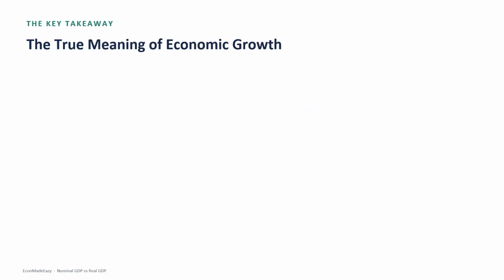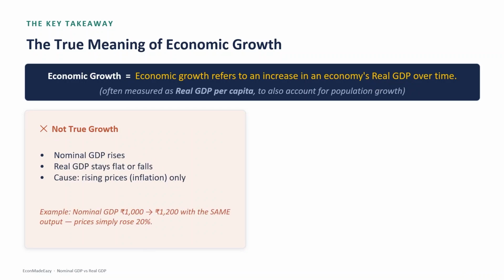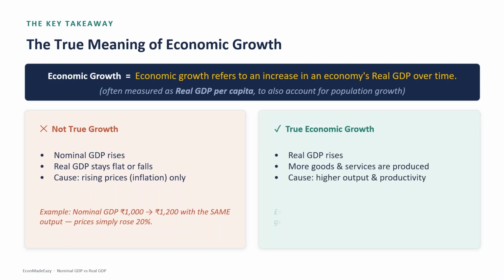The key takeaway is that economic growth refers to an increase in the economy's real GDP over time. When economists discuss long-run growth, they usually mean sustained increases in real GDP. A rise in nominal GDP is not true economic growth because the increase is caused only by higher prices. True economic growth occurs when real GDP increases, reflecting a genuine increase in production. To understand whether people's average standard of living is improving, economists often use real GDP per capita, which also takes into account population growth.